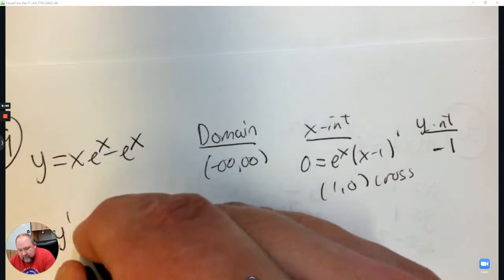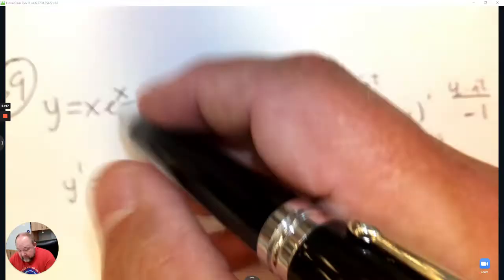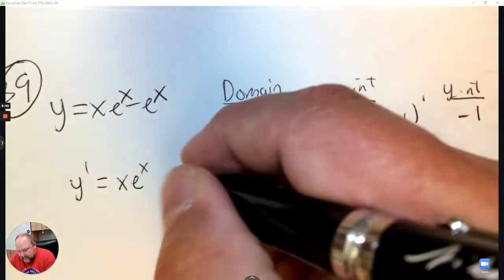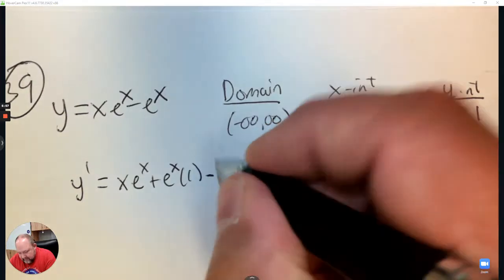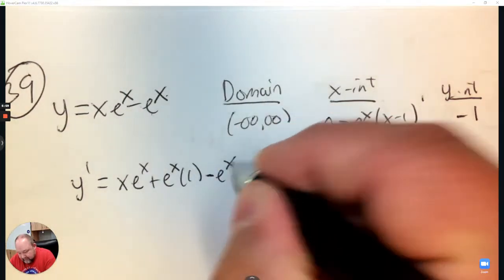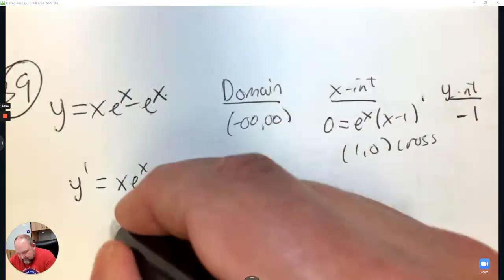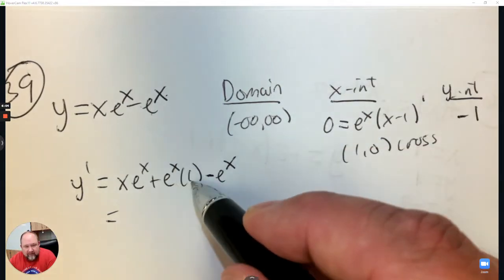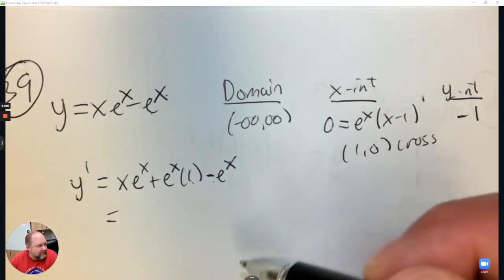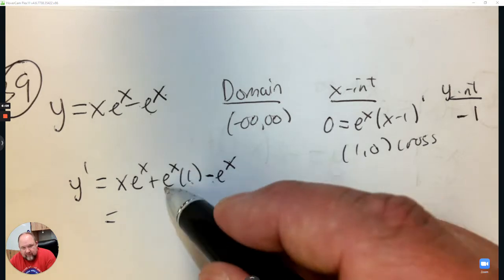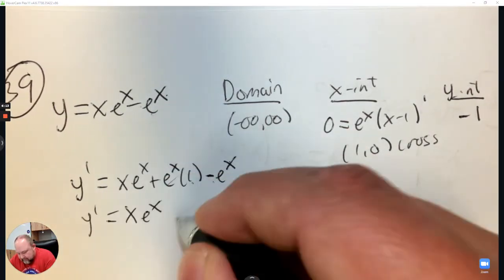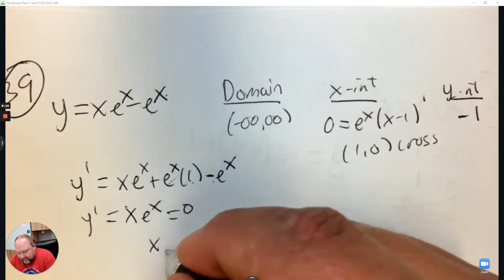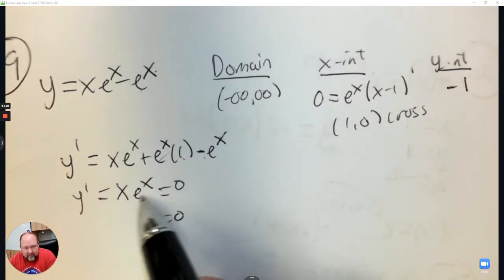Next, I'm going to take the first derivative and see what comes from that. That's the first times the derivative of the second plus the second times the derivative of the first, and then negative e to the x, the derivative of that is just negative e to the x. Look at e to the x, subtract e to the x, these cross out, so you're left with x times e to the x. Make it equal to 0 and solve it. The only value that will work is 0. We'll give you the answer 0.